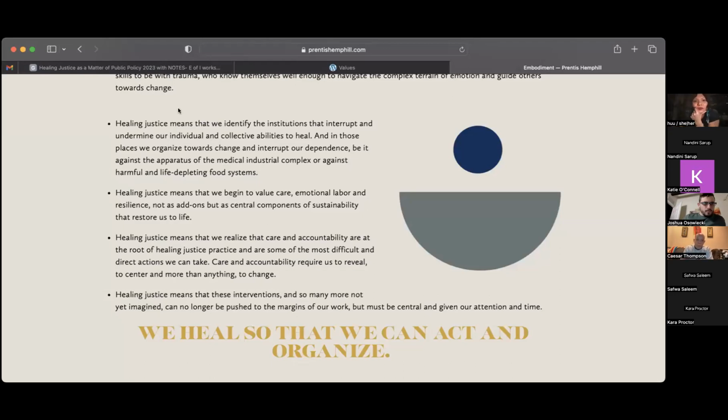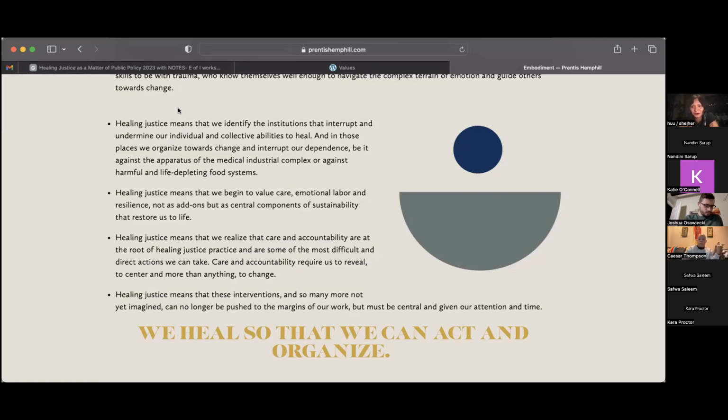Healing justice means that we identify the institutions that interrupt and undermine our individual and collective abilities to heal. And in those places, we organize towards change and interrupt our dependence, be it against the apparatus of the medical industrial complex or against harmful and life-depleting food systems. Healing justice means that we begin to value care, emotional labor, and resilience, not as add-ons, but as central components of sustainability that restore us to life.